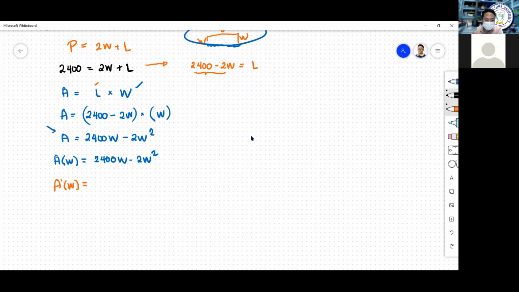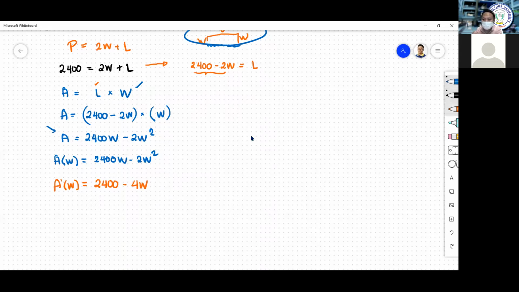Very good. 2,400. And what is the derivative of negative 2W squared? 4W. What's our next step? We need to find the critical value, right? Remember how to find the critical value? To equate the derivative to 0 and solve for the unknown variable.